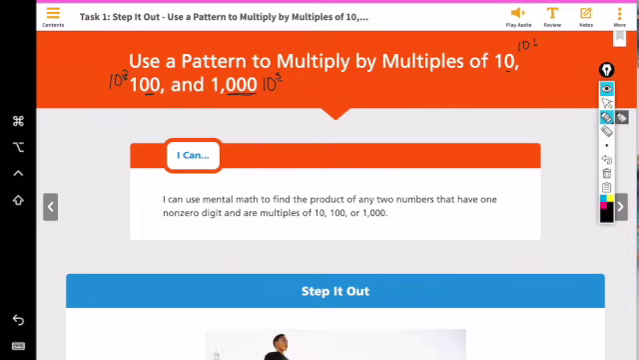We are going to take a look at what our I can statement is. Let's change this to our highlighter, and let's go to yellow, and make it bigger. It says, I can use mental math to find the product of any two numbers that have one non-zero digit and are multiples of 10, 100, or 1,000. So that's what we're going to be focusing our energy on today. So let's take a look at it. Here we go.